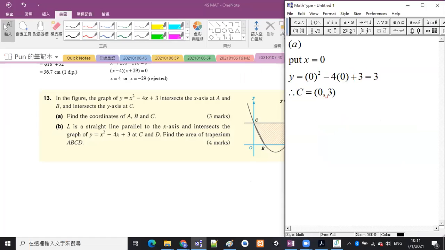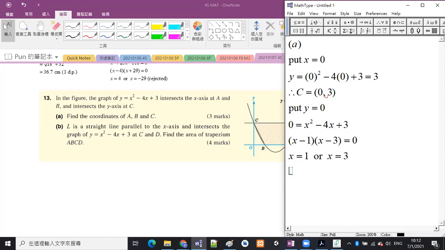Okay, and then to find the coordinates of A and B, we need to put y equals 0. Okay, 0 is equal to x squared minus 4x plus 3. And this is a simple quadratic equation, and you can find from the cross method that x is equal to 1 or x is equal to 3.